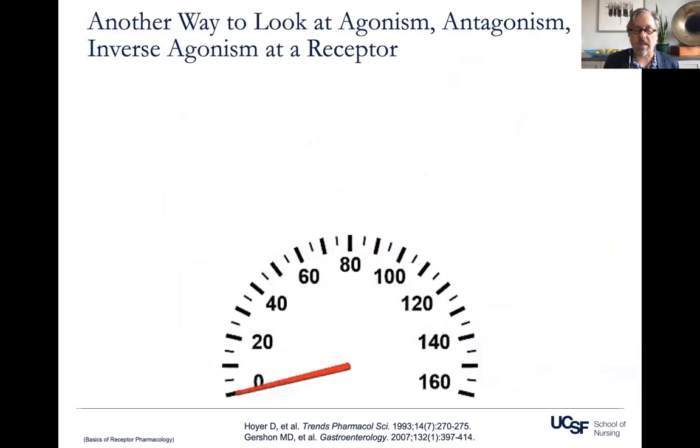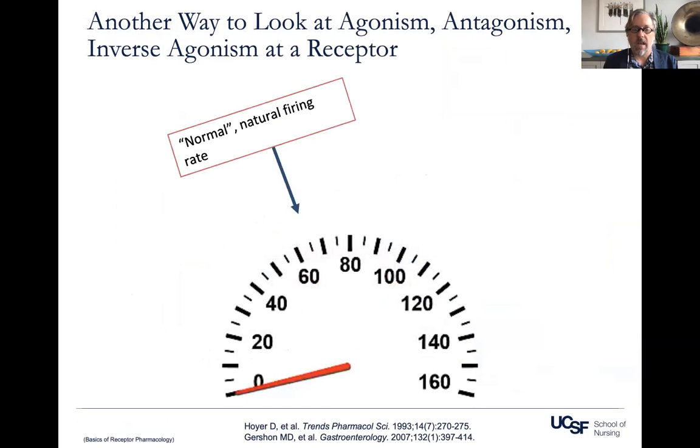Another way you can look at this is a speedometer. One thing to remember is that neurons have what they call a basal firing rate. So it's not like the neuron is just turned off and waiting to be switched on. It's always sending a signal. So it might be like boop, boop, boop, firing, right?